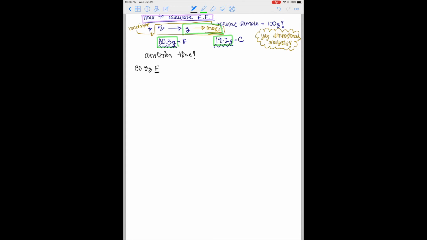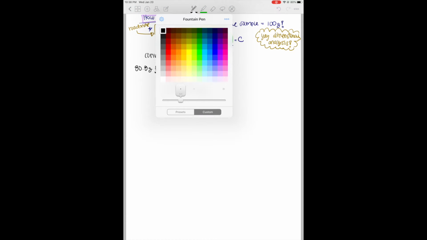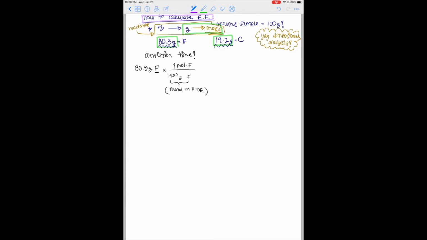We then multiply this mass value by our conversion factor of 1 mole fluorine over fluorine's mass, found on the periodic table, which is 19.00 grams. We know that the unit of moles goes into the numerator spot because this is the unit that we're trying to convert to. For the denominator, we must match the same unit as the given to make sure that they will cancel out. So it must be grams.